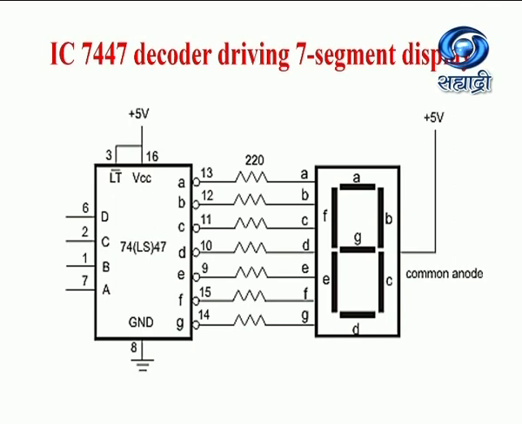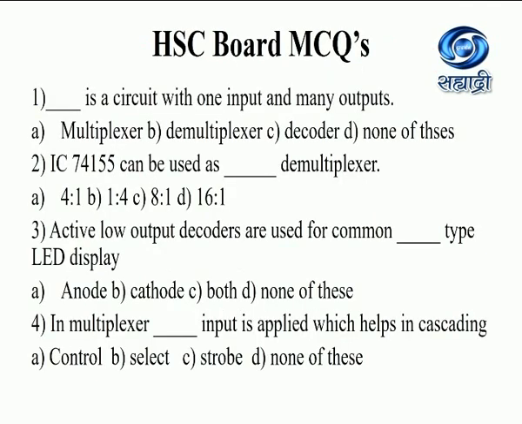So here we have completed our chapter number 4, that is multiplexer, demultiplexer, encoders and decoders. So let's discuss the board exam questions. First of all, HSC board MCQs. These MCQs are based on this chapter. First one is, dash is a circuit with one input and many outputs. So the circuit is known as demultiplexer. Second MCQ is, IC 74155 can be used as dash demultiplexer.